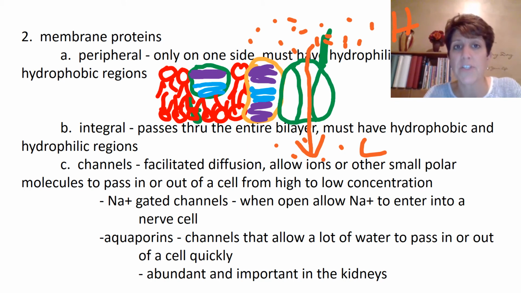Now, some examples. In your nerve cells, you have sodium-gated channels and you have potassium-gated channels. Those will be really important for moving ions. We know ions could not get through the bilayer, so this is how they get in and out of cells.